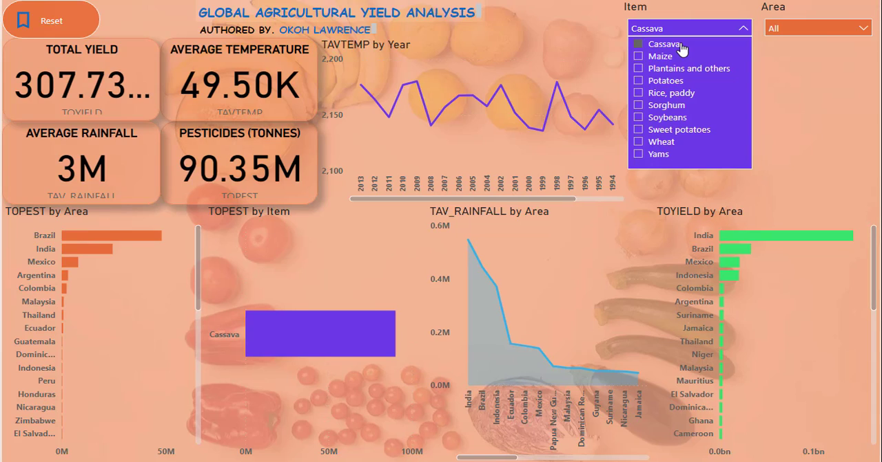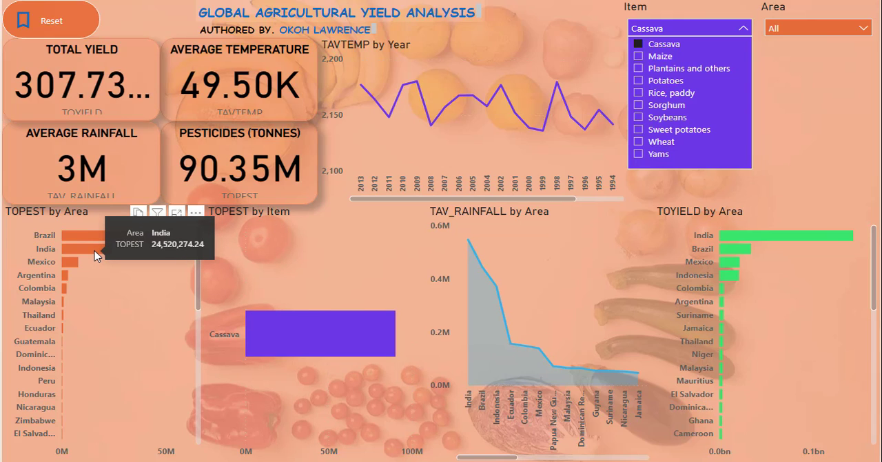For cassava, we can still see that India is ranked highest, and look at the temperature. You can see the choppy trend of the temperature by year. Brazil is also following next to India. Then we look at the pesticide used in the production of all these commodities. We've seen that Brazil spends more on pesticide, a total of 48,003,428 tons, while India, which is ranking highest, spends less.